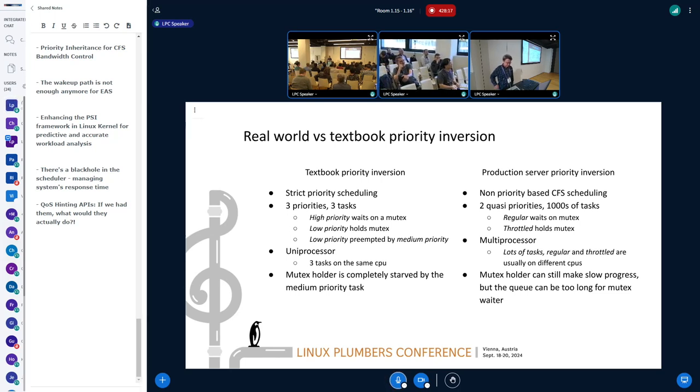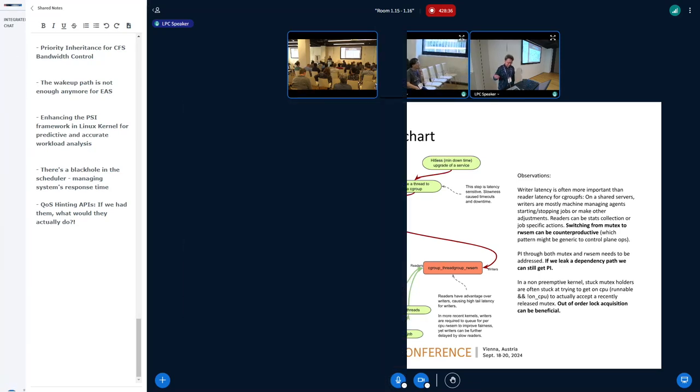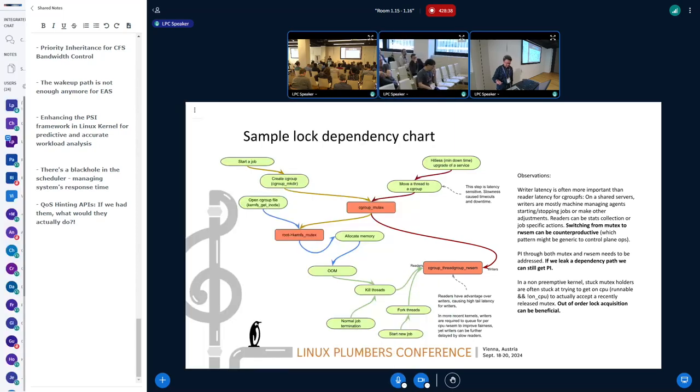So we can compare the real-time, the textbook priority inversion, which is like quasi-priority inversion. There are both similarities and differences. Here's just a sample chart of lock dependencies. If you're complaining about the mmap semaphore, that's two more we can complain about: there's a cgroup mutex, and there's a cgroup threadgroup rwsem.